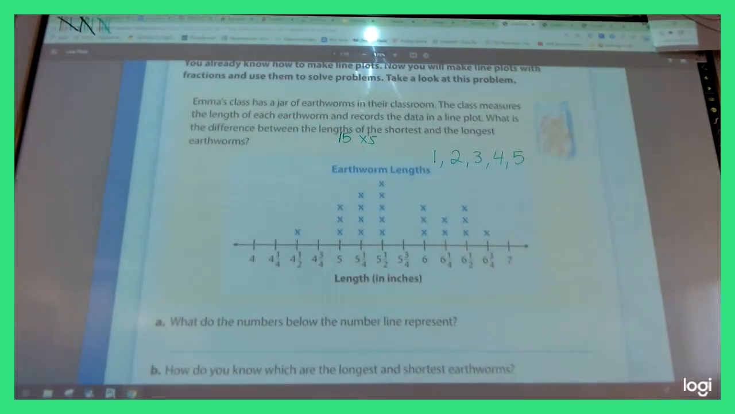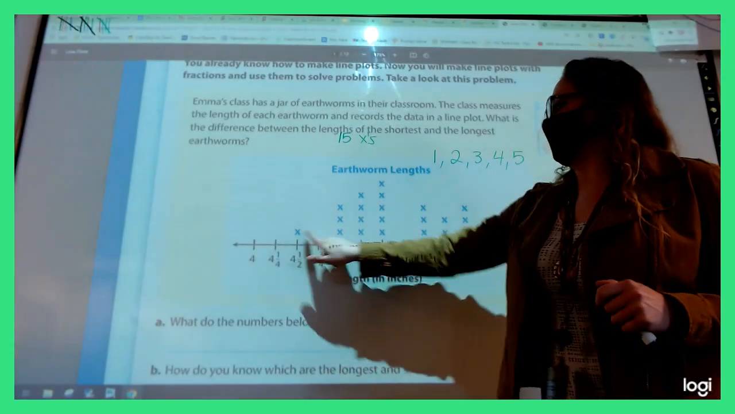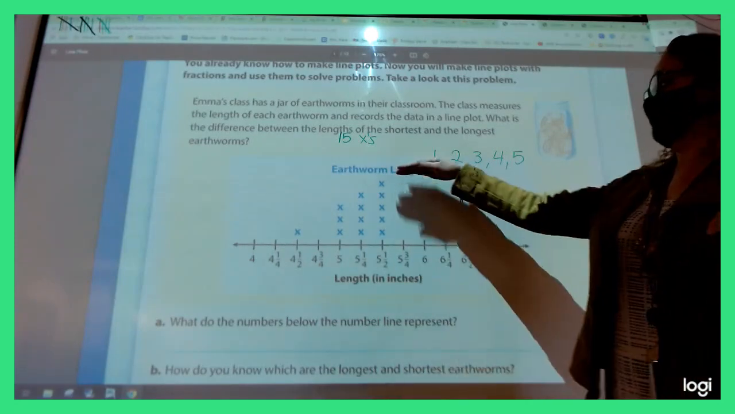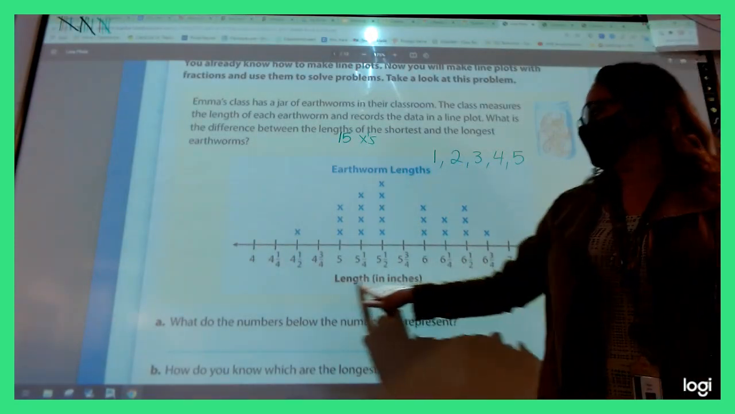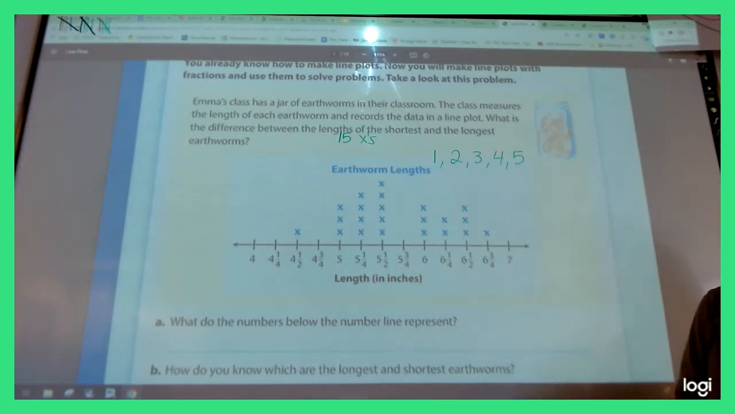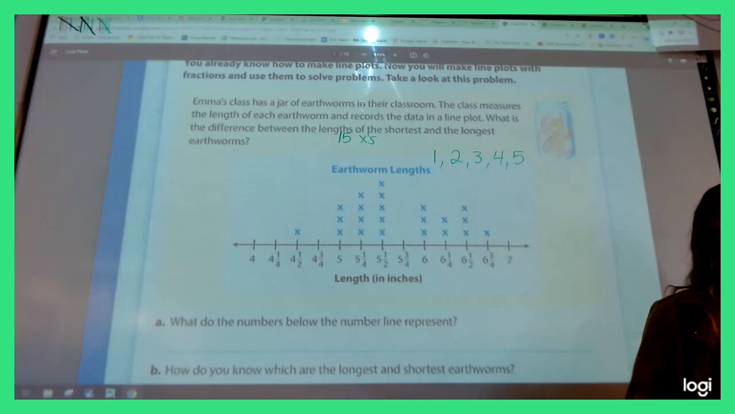So on this line plot, the title would be what? Josiah? Earthworm lengths. Okay, earthworm lengths. Each of her X's is the length of one earthworm, right? Okay, so that was the title she had chosen. And then across the bottom, what did she put down here? Angie? Length in inches. Yeah, we need to know what she's measuring and in what unit, okay?